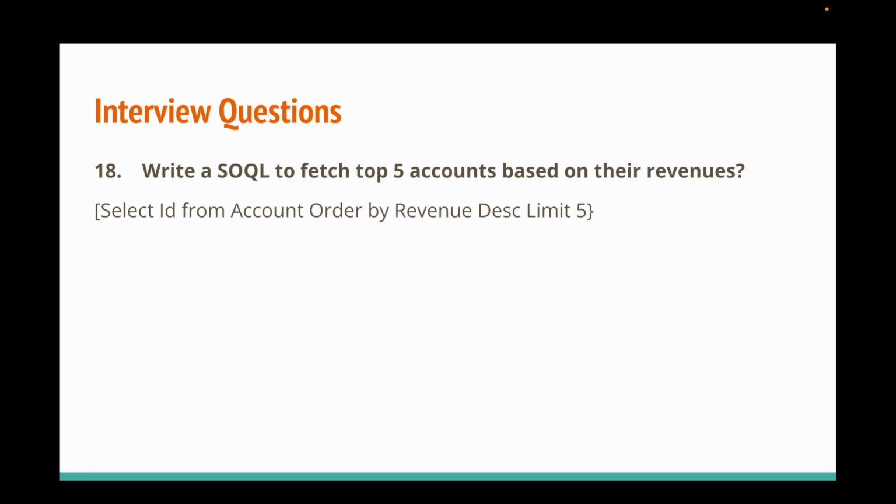Now the next question is, write a SOQL query to fetch the top 5 accounts based on their revenue. So we can write select Id from Account, and as it is based on revenue, we will order by revenue, and we need the top 5, so we will use descending, and as we need 5 records, we will use limit 5.